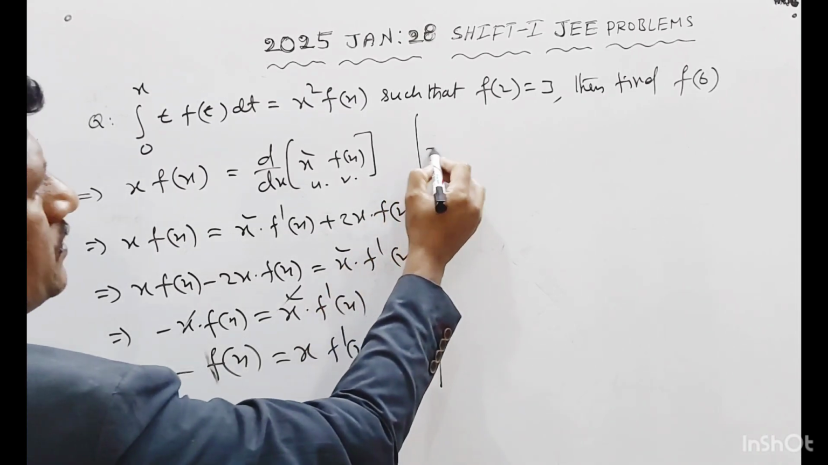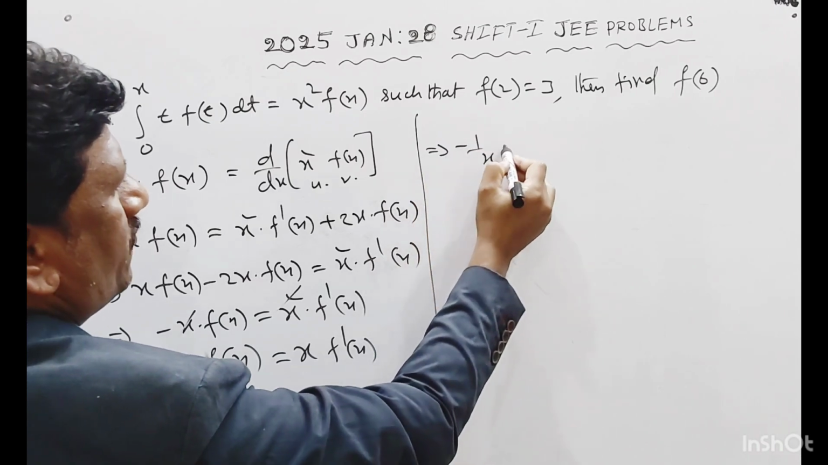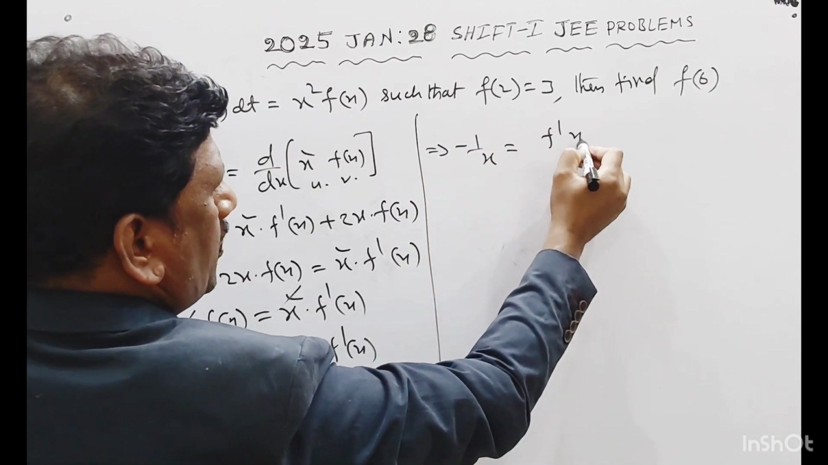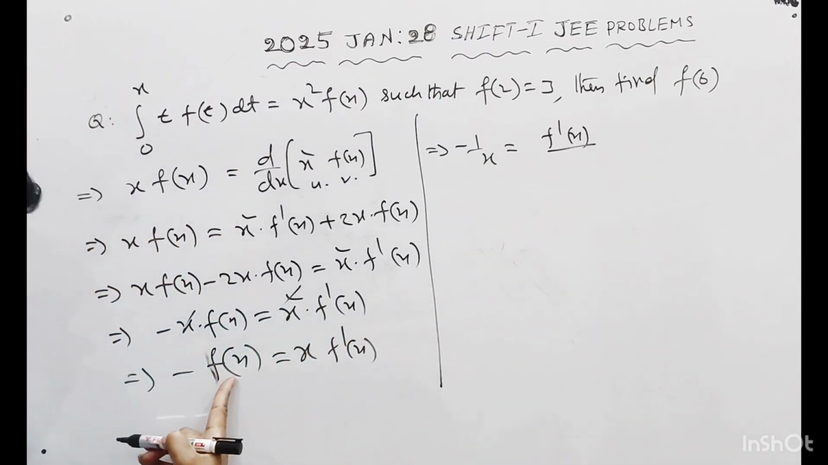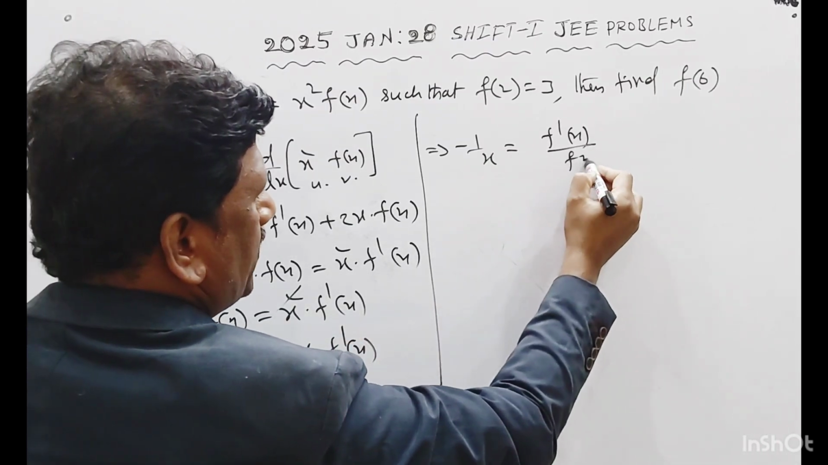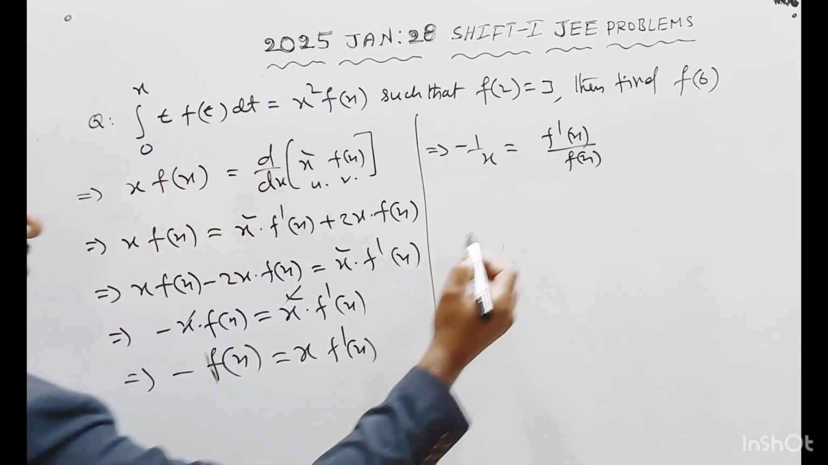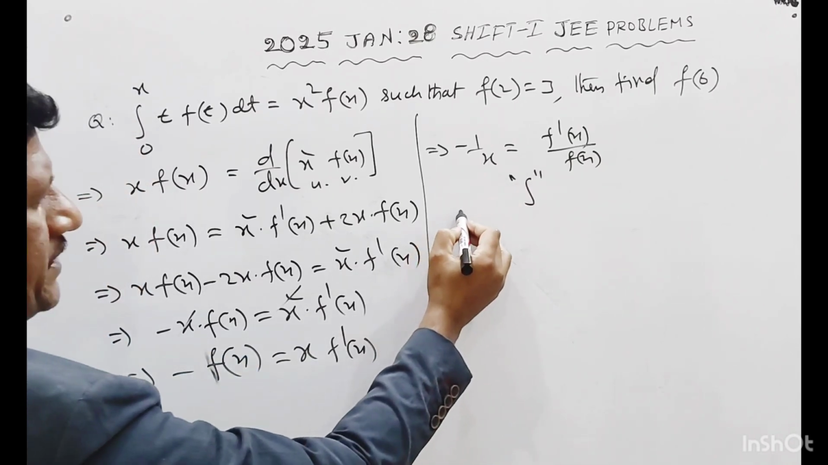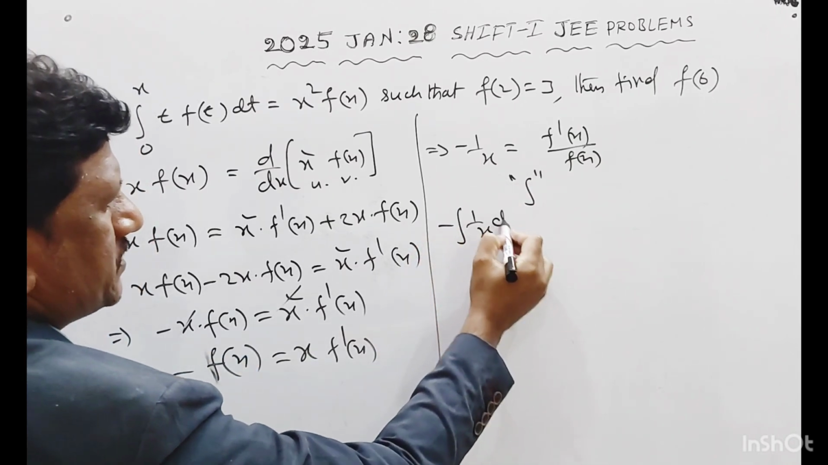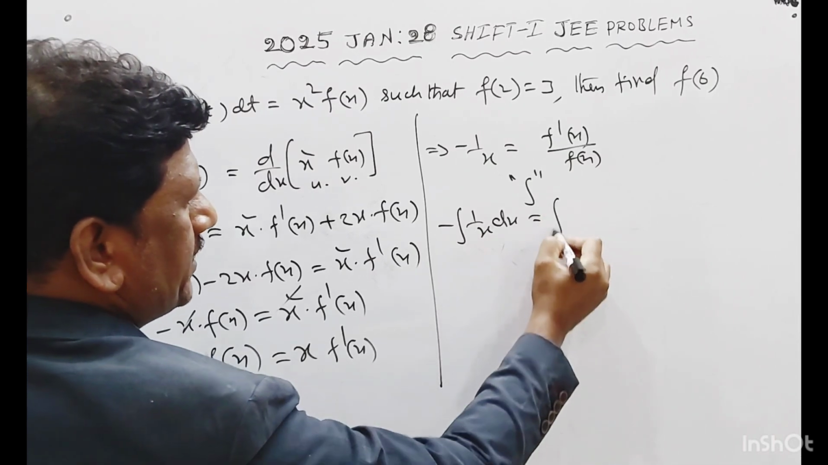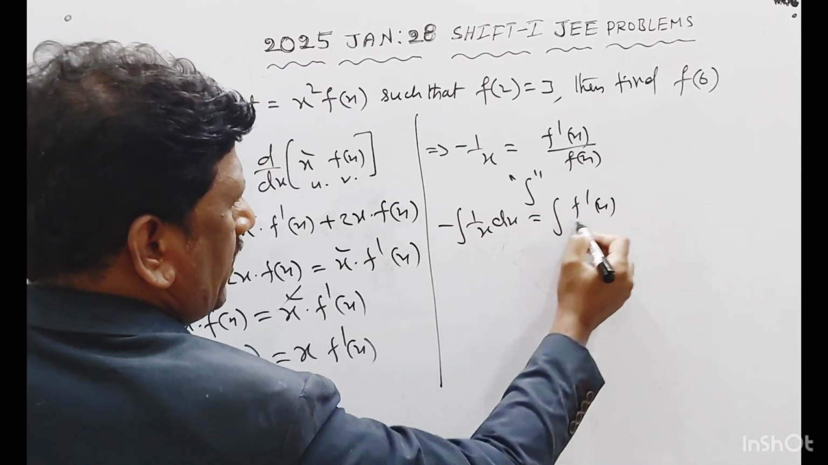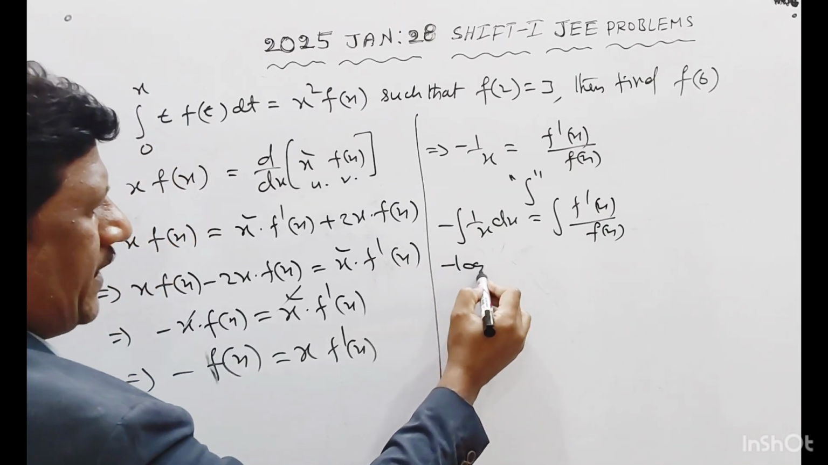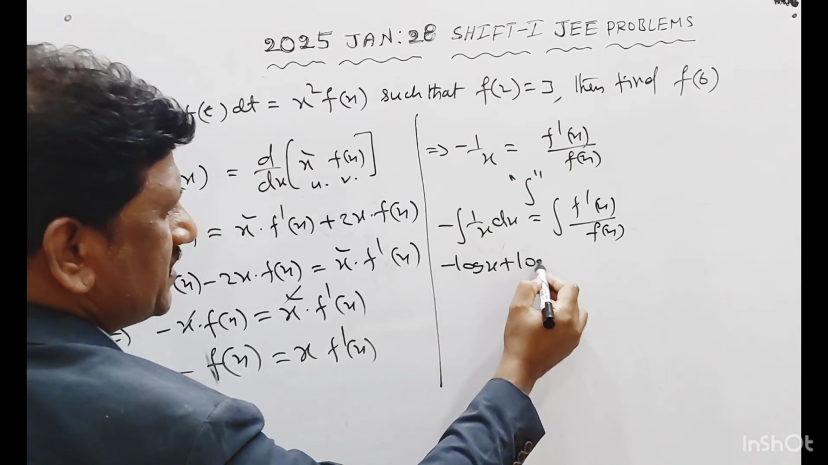That means minus 1 by f of x is equal to f dash of x by, bring this f of x to the right side, that will go in the place of the denominator. Then apply integration on both sides. That means integration of minus 1 by x dx is equal to integration of f dash of x by f of x. So this value will be minus log x plus log c.